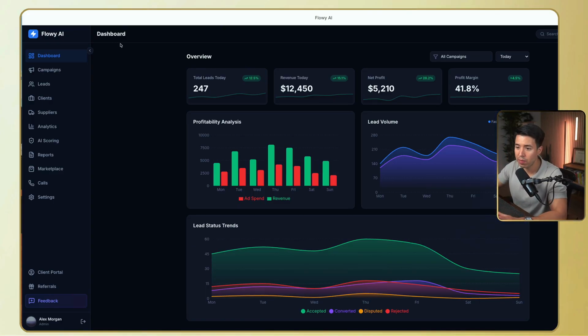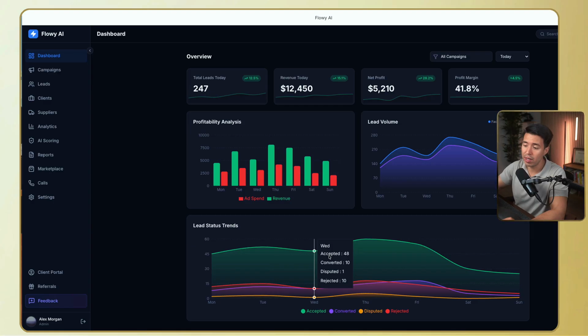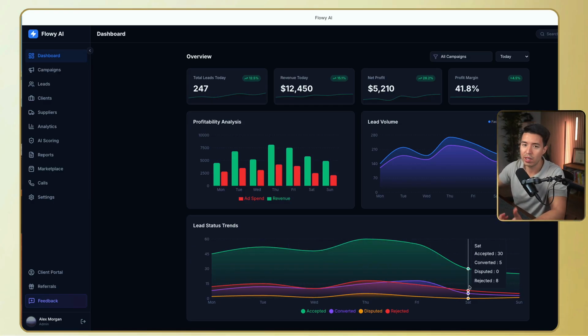So there's a dashboard view where you can see your profitability, how much you spent, how much you made, your lead volume per platform, your profit margins, net profit, revenue, total leads, lead status, whether they're accepted, converted, disputed, or rejected. Converted is actually a great feature because you can mark those leads as converted if you have access to your client's disposition notes or whatever, and they mark clients as converted. You can log into Flowzy and mark it as converted. They can also do it through their own client portal, so you can see how many leads are converting and we can track conversion rates.